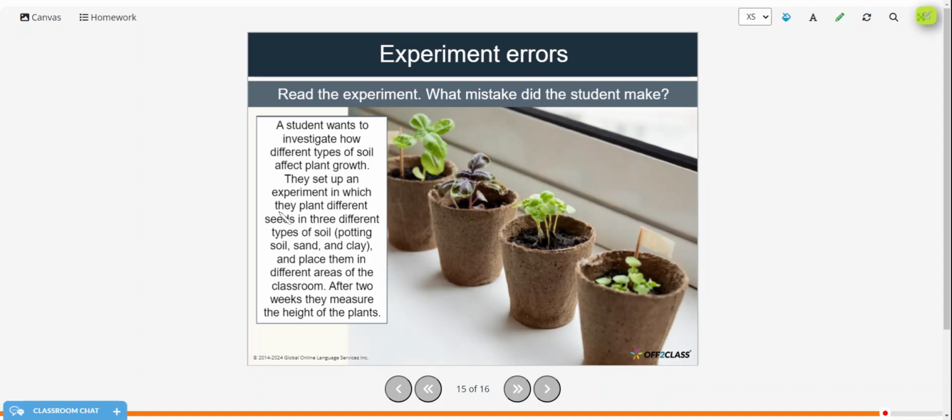Well, they used different seeds. So some of the seeds might just naturally grow faster than the other types of plants, no matter what the type of soil. So that would, I would say, be the biggest mistake.